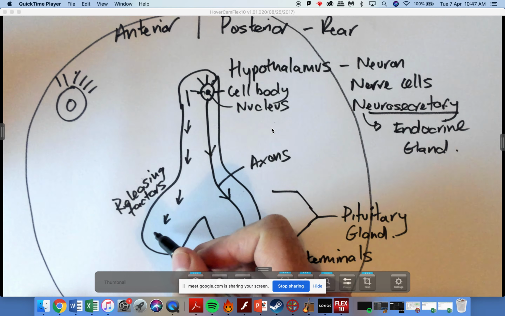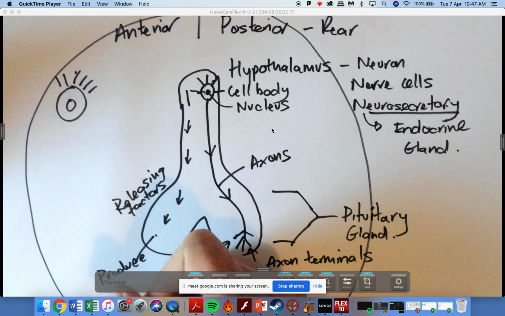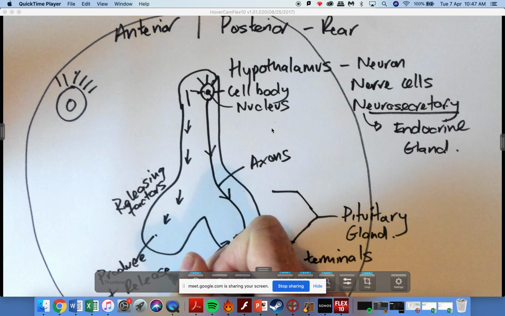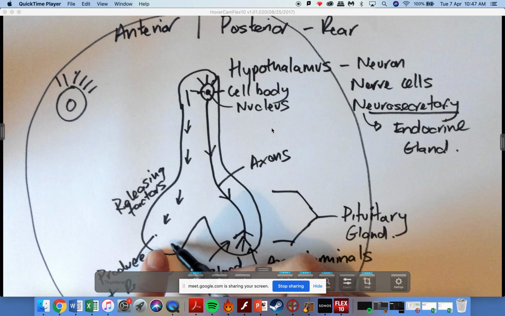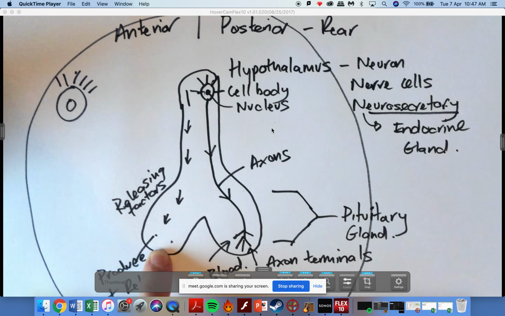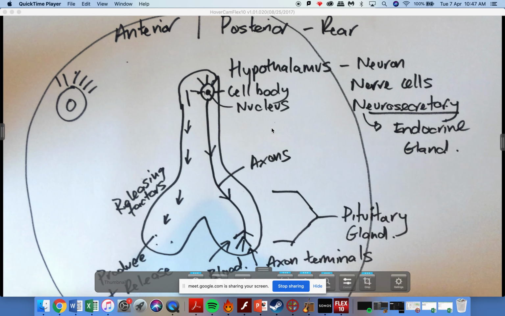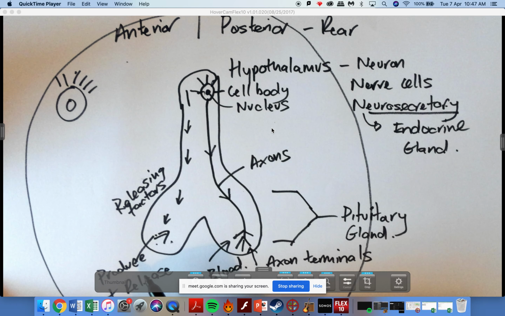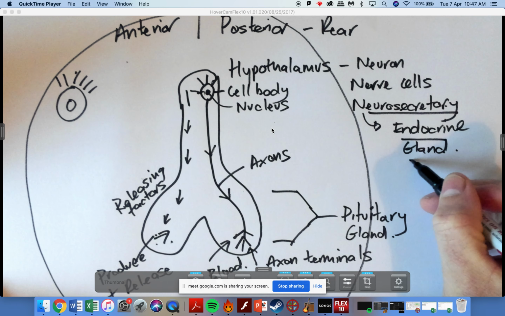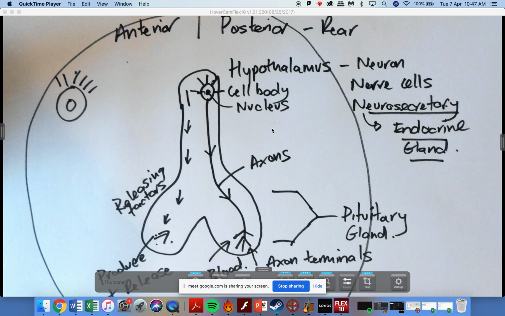But actually, the cells here, they will produce and release. So there's a bit of a difference in terms of whether they're actually created, produced in the pituitary or not. So for the anterior pituitary, we need releasing factors, and then the cells here will release the hormones into the blood. So in both ways, it's acting as an endocrine gland, because it's releasing hormones into the blood, which then will travel around the body.